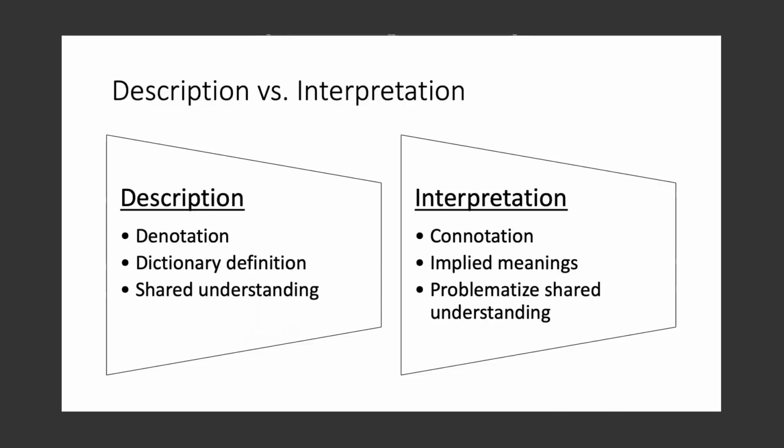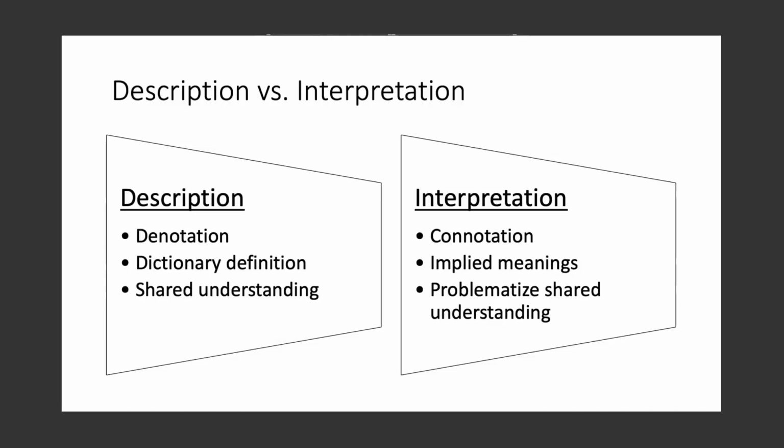Where description, on one hand, is the dictionary definition. It's something that is shared amongst almost everyone, you would say. Interpretation, on the other hand, is the meaning of it, the implied meaning, the hidden meaning that's there. And it's everything that goes beyond the literal meaning or beyond the literal observation.